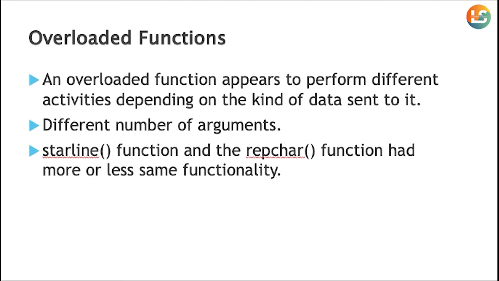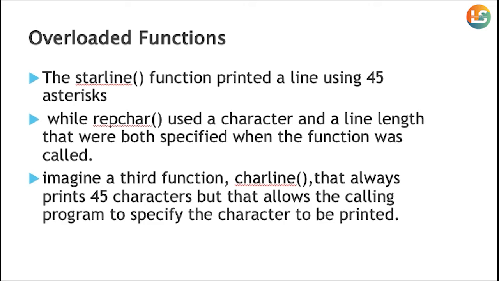The starline function prints a line using 45 stars, while the repchar function used a character and line length that were both specified when the function was called. Imagine a third function, charline, that always prints 45 characters but that allows the calling program to specify the character to be printed.